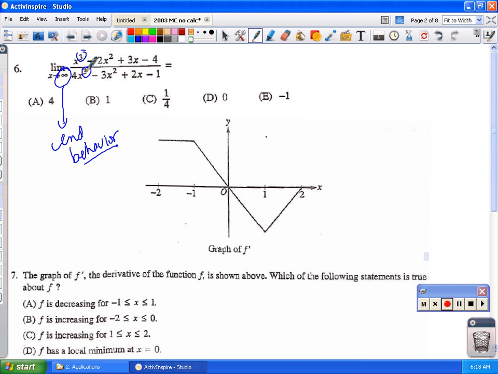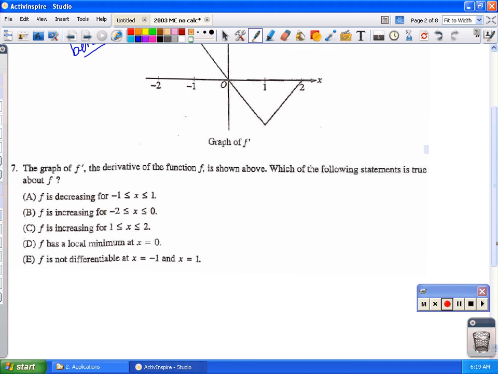So when a rational function has the same degree in the numerator and denominator, the horizontal asymptote is the quotient of the leading coefficients. So the coefficient of x cubed is 1 in the numerator, the coefficient of x cubed is 4 in the denominator. So we're approaching a horizontal asymptote, or a y value of 1/4 as we approach infinity.